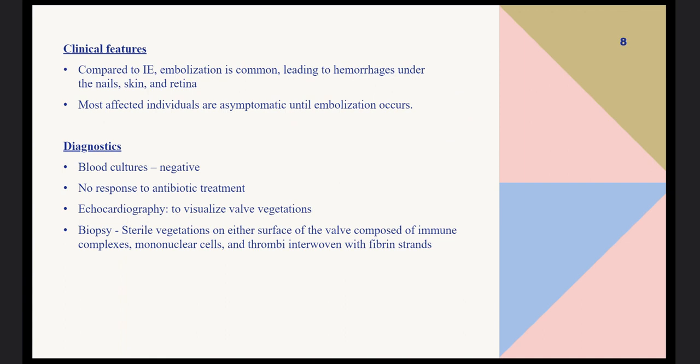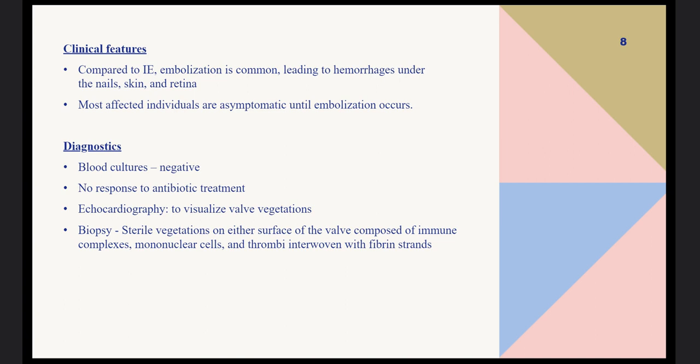Clinical features compared to infective endocarditis, embolization is much more common in non-bacterial thrombotic endocarditis, and this can lead to hemorrhages under the nails, skin, retina. Most affected individuals are usually asymptomatic, however, until obviously the embolization occurs. For diagnosis, you would see blood cultures would be negative and there would be no response to antibiotic treatment because here the endocarditis is not being caused by bacteria.